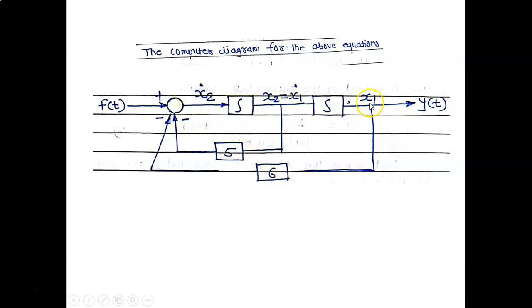minus 5x2. Therefore from x1 we have to take one feedback signal, that is takeoff point, and that feedback element value is 6, and that value we have to feed back to this summing point, its signal is negative. Similarly 5x2, therefore from x2 we have to take takeoff point like this, feedback element value is 5, and the same signal we have to feed back to the summing point, that is its negative signal. Therefore x2 dot is equal to f(t) minus 6x1 minus 5x2. This is our computer diagram.